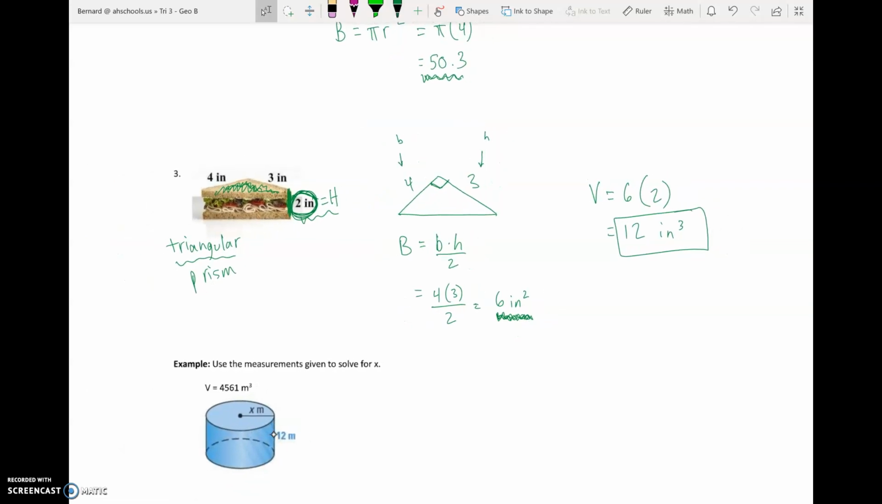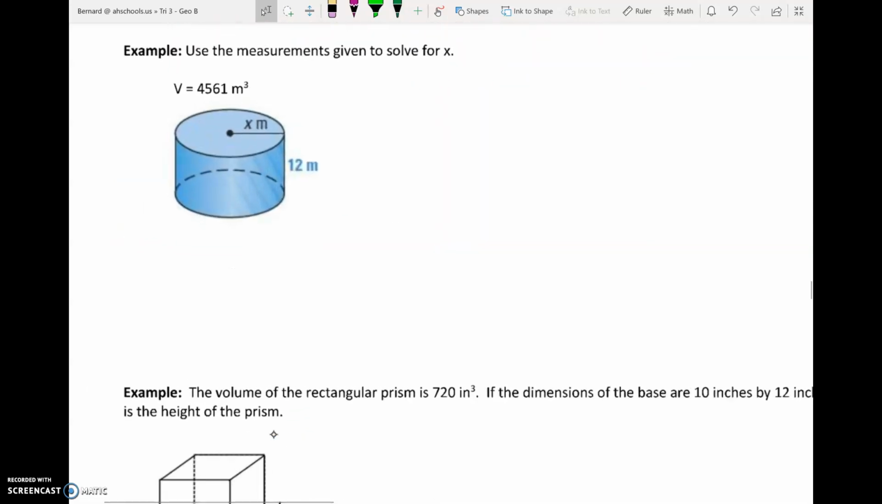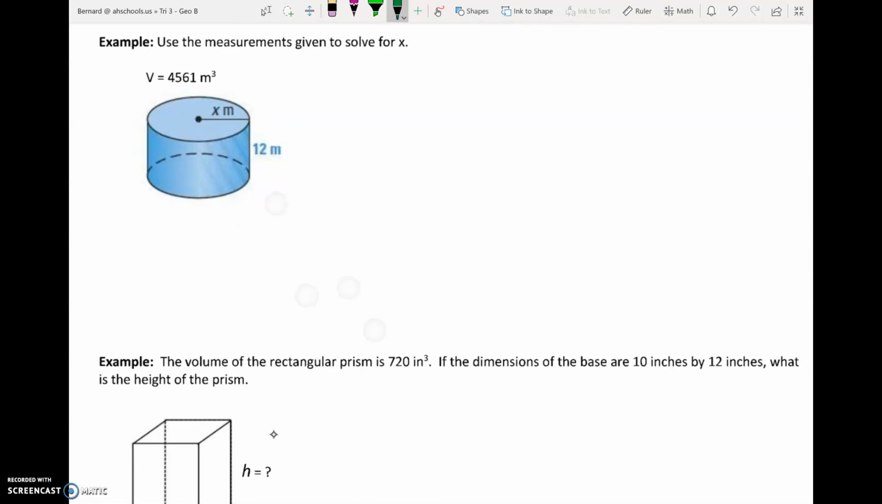All right, let's keep rolling. I think we had 2 more problems left. Here we go. Now we got to work backwards. So we have a cylinder again. Remember, a cylinder has a circle base, right? And so draw this base.